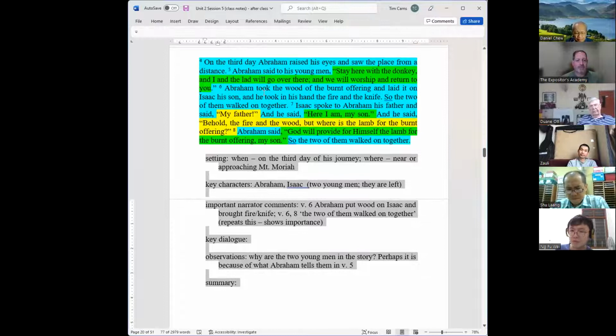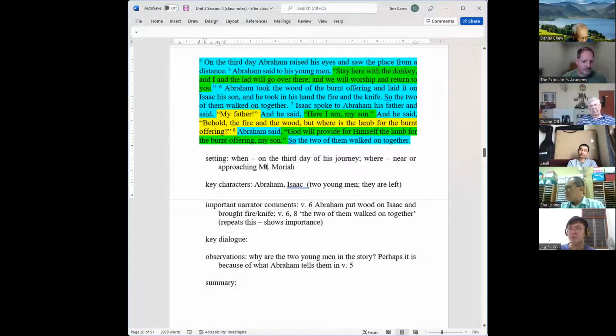So likewise, if these young men were not included in Genesis 22, the story would still flow on. So there must be a reason, I hope, that Moses included these two young men. And then you come to verse 5, we will go over, we will worship, and we return to you. And the repeated phrase, so the two of them walk on together.